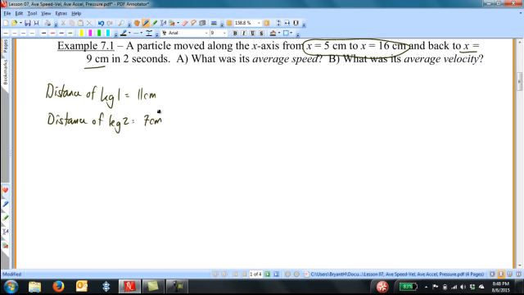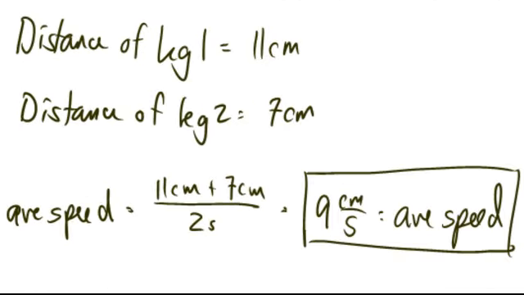The average speed is the total distance divided by the total time, and the total distance is 11 plus 7, or 18 centimeters. The total time is 2 seconds. I can do that in my head. 11 plus 7 is 18, and 18 divided by 2 is 9, and the units are centimeters per second. So there's my answer to part A.